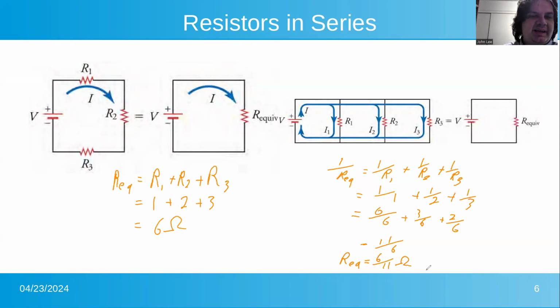And actually what's kind of interesting is that if you use capacitors, then the opposite rules will hold true, where the equivalent capacitor for a set of capacitors in series is just going to be the capacitances added up. And the equivalent capacitor for capacitors in parallel is going to be their inverses added up, like you see for resistors in parallel.